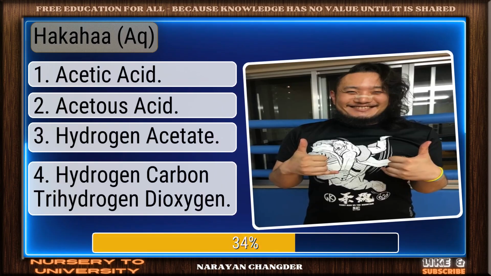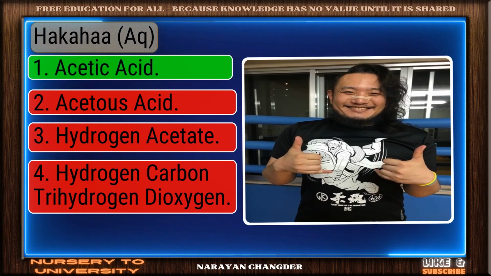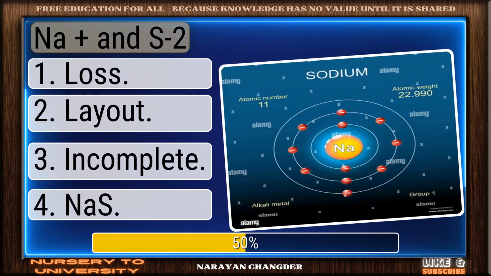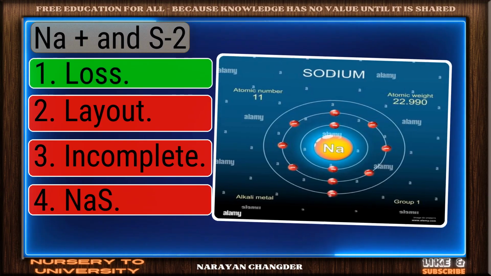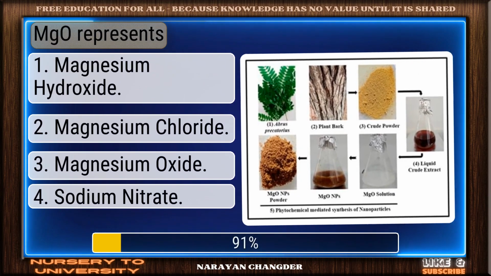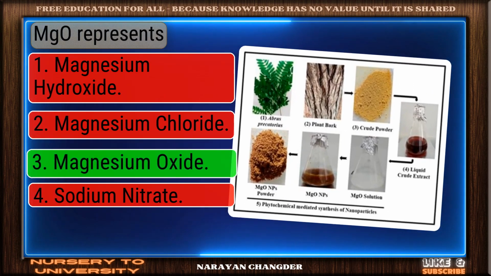Haka. Strong choice. Acetic acid is the right answer. Na plus an S2. You chose loss, and it is correct. Mago represents. Perfect. Magnesium oxide is the correct choice.